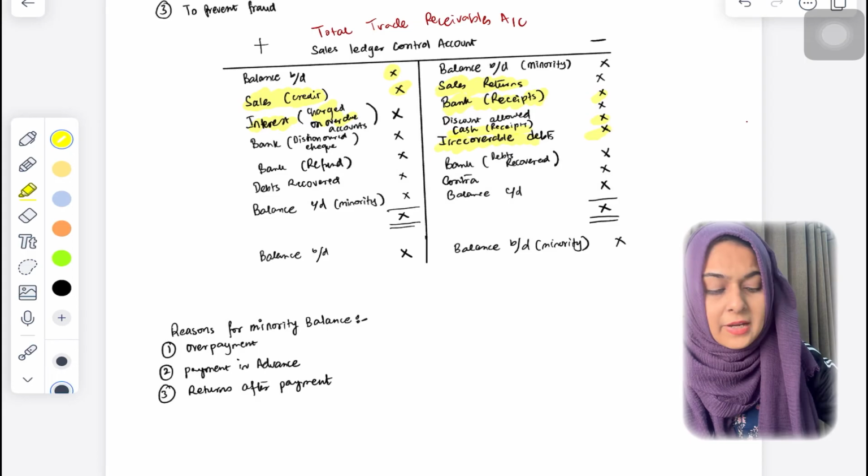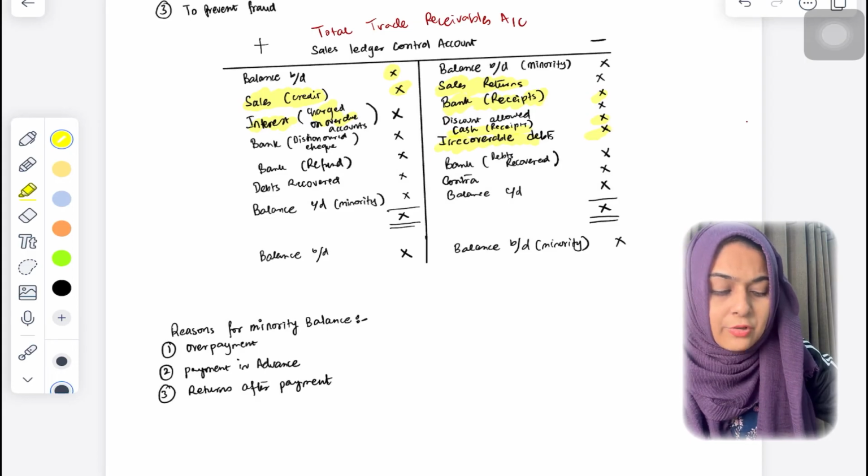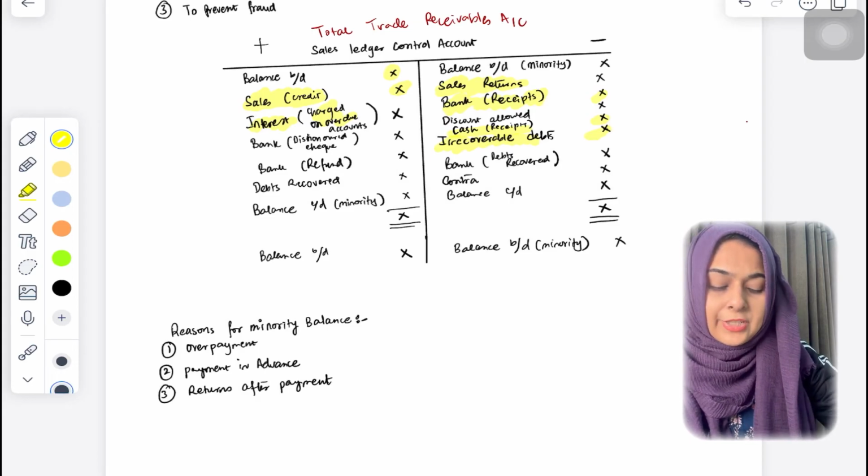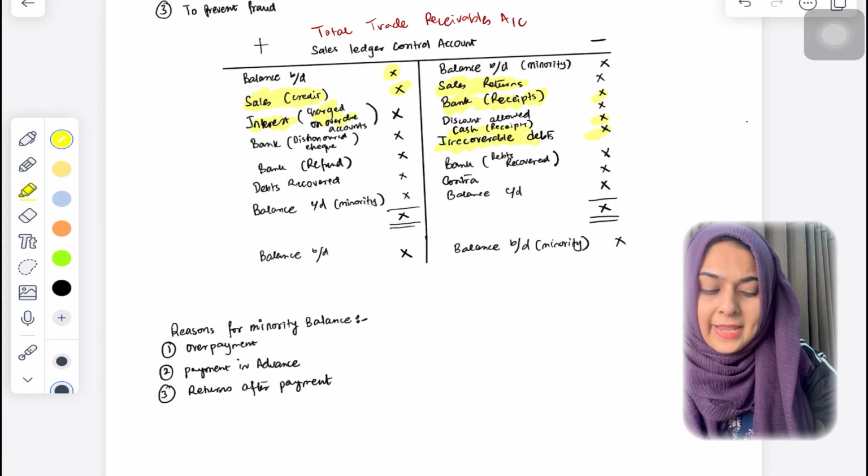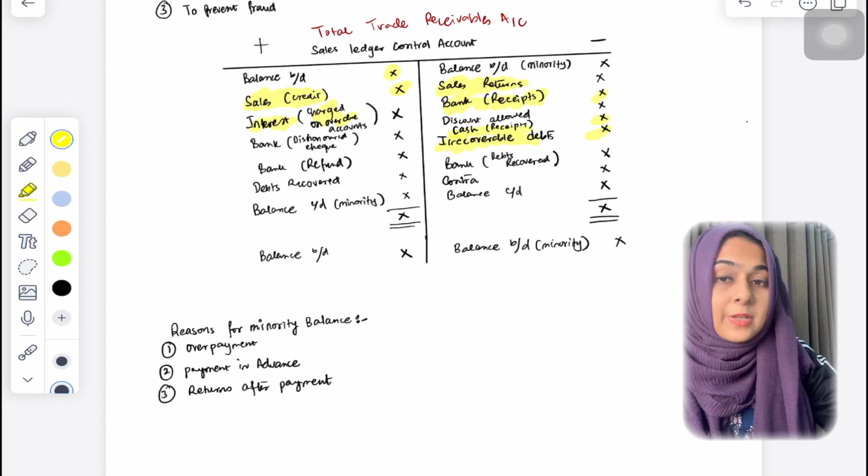Similarly, if there is a dishonored check, there are two entries for dishonored checks. Let's say there's a credit customer of mine, her name is Anna. Anna gives me a check, so I will do bank debit, Anna credit. Anna is my trade receivable, and Anna is being credited.